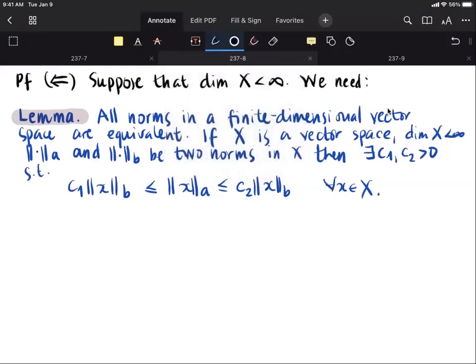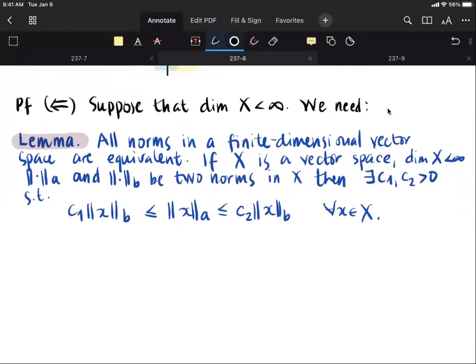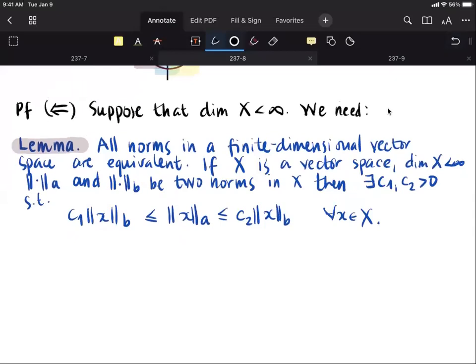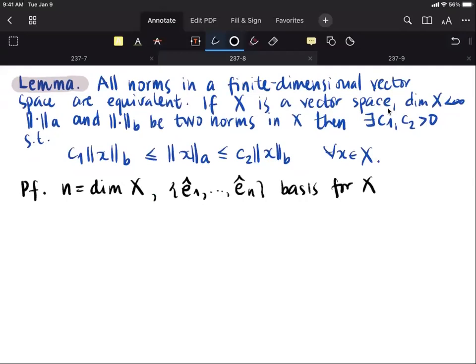Before proving this implication, let us first prove this lemma. Suppose that our dimension is n, and let us consider a basis for X, say e hat 1 to e hat n.